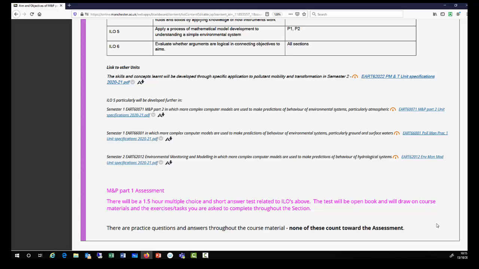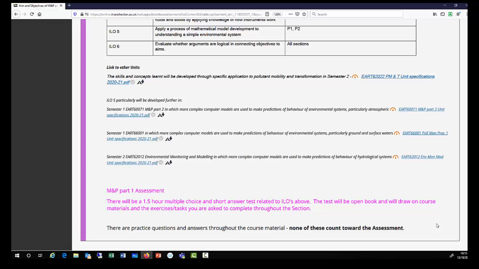The assessment for Measuring and Predicting Part 1 will be an hour and a half multiple choice and short answer test, all related to the ILOs. The test will be open book. That means you can bring anything to the test that you like, but the only useful things really to bring are the course materials. Blackboard will be available to you because you'll be doing the test online, but if you complete the course materials, then that's the material that you'll need to use to answer the questions.